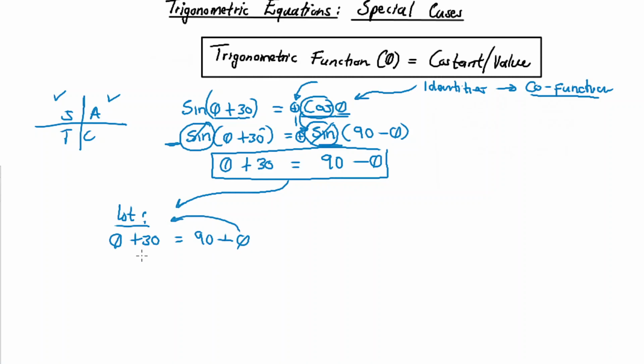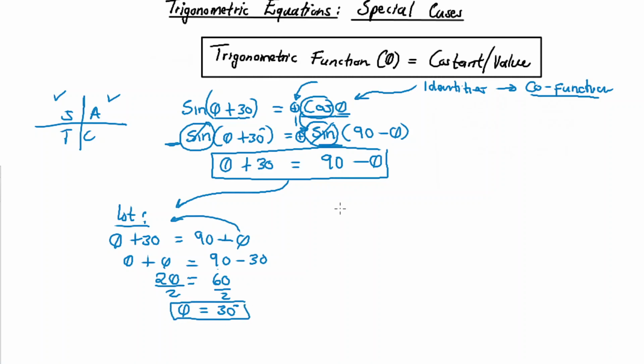So theta on the left hand side, it's theta plus theta. 90 stays. 30 degrees comes over to the right hand side, it's minus 30. Then it's 2 theta equal to 90 minus 30, which is 60. Divide both sides by 2, then theta becomes 30 degrees.